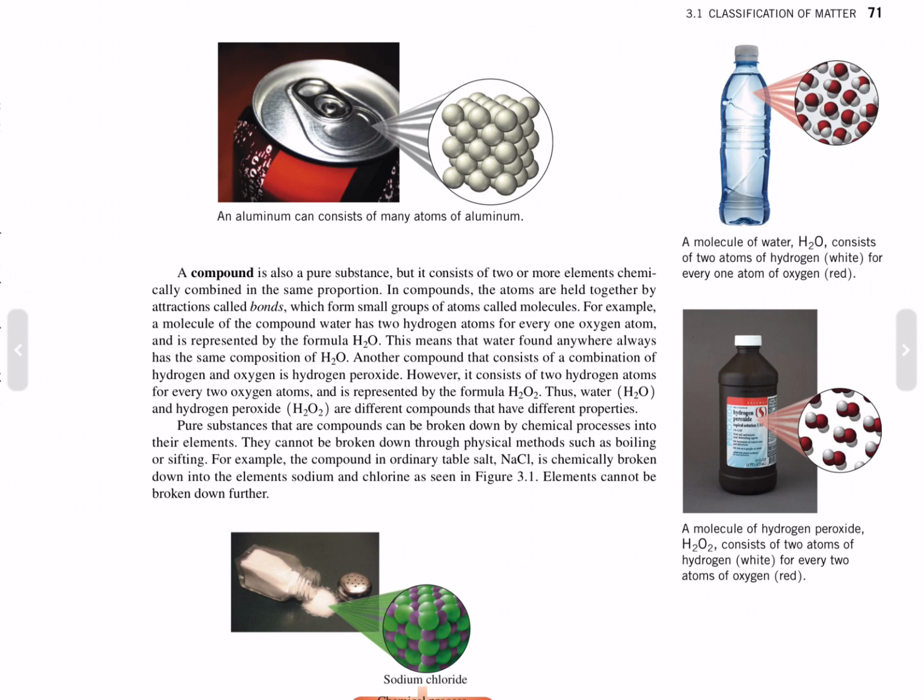Another compound that consists of a combination of hydrogen and oxygen is hydrogen peroxide. However, it contains two hydrogen atoms for every two oxygen atoms and is represented by the formula H2O2. Thus, water and hydrogen peroxide are different compounds that have different properties. Pure substances that are compounds can be broken down by chemical processes into their elements. They cannot be broken down through physical methods such as boiling or sifting. For example, the compound ordinary table salt is chemically broken down into the elements sodium and chlorine in Figure 3.1. Elements cannot be broken down further.